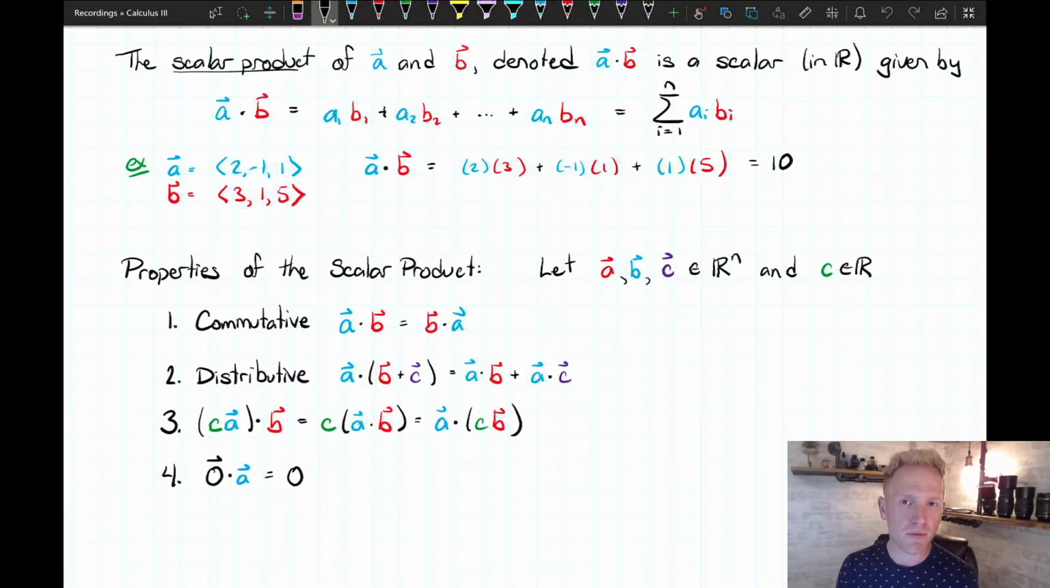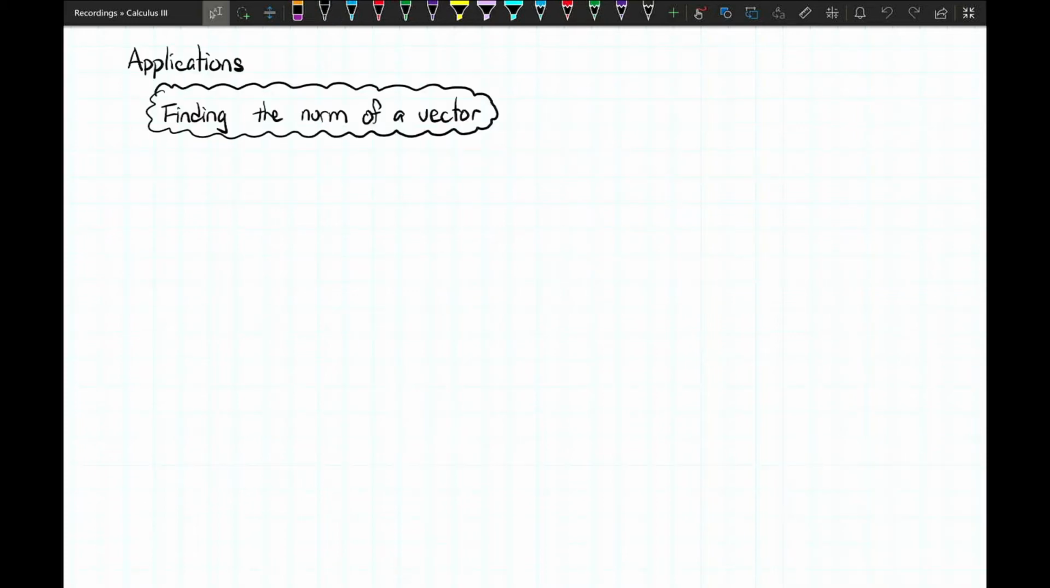Those are some of the basic properties to know, but that might still not quite enlighten you as to why the dot product is defined this way. There's other alternate forms of multiplication for two vectors. So where does the dot product come in? Well, maybe it'll be a little bit more obvious when we take a look at some of the applications of this form of multiplication.